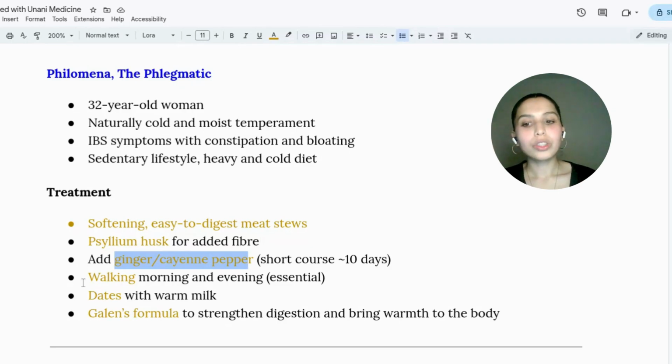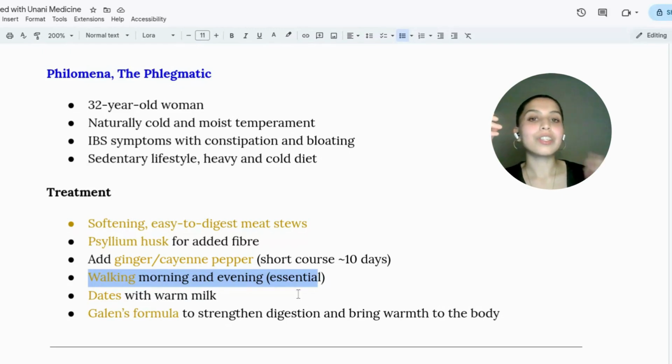And then a must for her would be to walk in the morning and the evening. Again, this is to help stimulate the peristalsis and to increase blood flow to her digestive tract to help with the constipation. As you can see, these are all heating things. And then dates with milk, and then maybe a Galen's formula, which also brings warmth to the body.